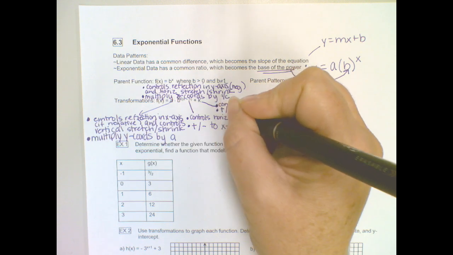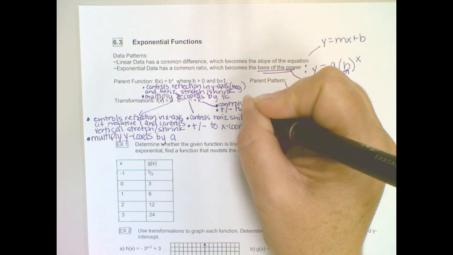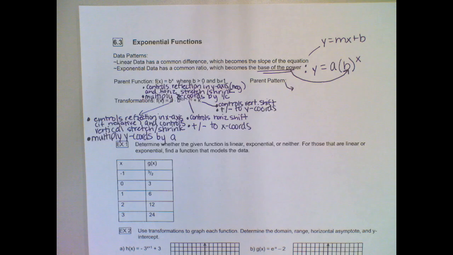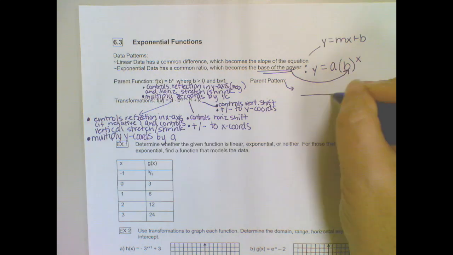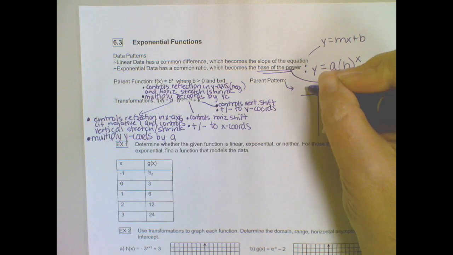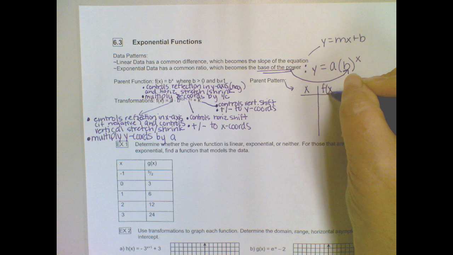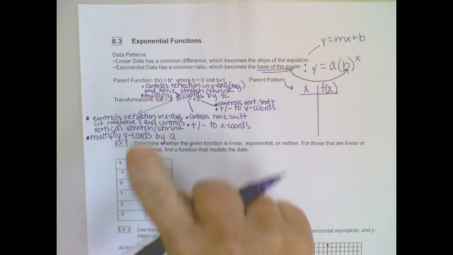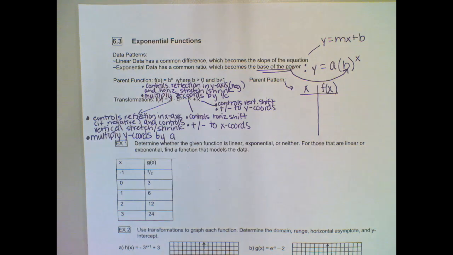And we are going to add and subtract to the y coordinates. All right, so the parent pattern. Again, there are an infinite number of parent patterns. Whatever your b is, that creates a new parent pattern. So 2 to the x, 3 to the x, 4 to the x, those are all different parent graphs.